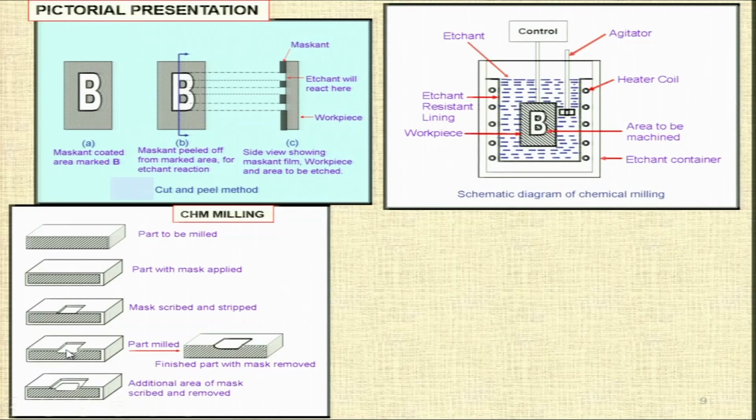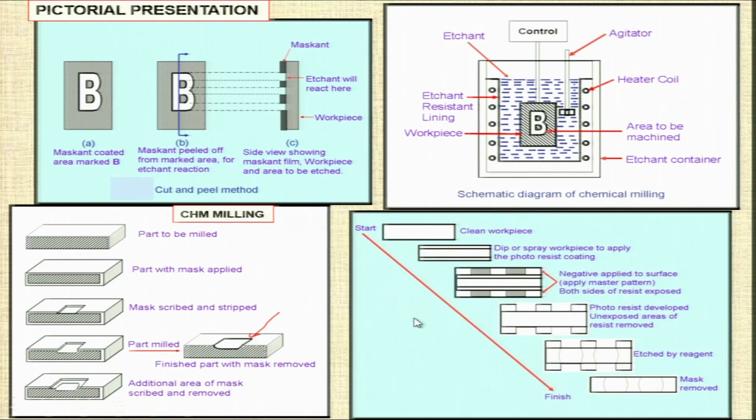So this is the one part being milled, and after removing this, you can see the part feature has been created on the part. This is the feature that has been created on this particular part. So you can see this is the feature created on the part. Additional area of mask scribed and removed. So these are the various steps again.